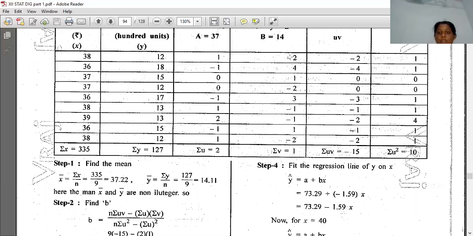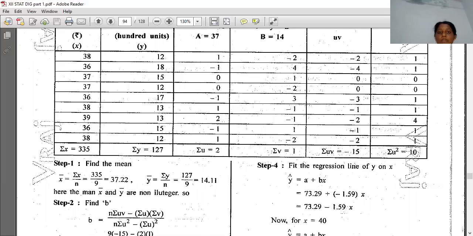That is 1 into minus 2 is minus 2. Minus 1 into 4 is minus 4. And 0 into 1 is 0. 0 into minus 2 is 0. Like this you will be finding the UV column. Right. Now next is the total of UV, that is sigma UV is minus 50.